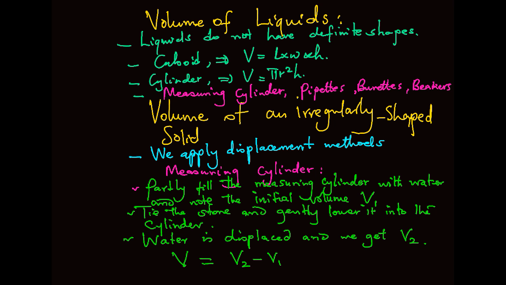We can also use a Eureka can in displacement method to determine the volume of the stone. In this case, we would need a Eureka can, which is a can with a spout on one side. Then, together with a measuring cylinder, we fill the can to the brim with water, lower the stone into the can, and collect the displaced water into the measuring cylinder. The volume of the displaced water collected in the measuring cylinder would be equal to the volume of the irregularly shaped object.